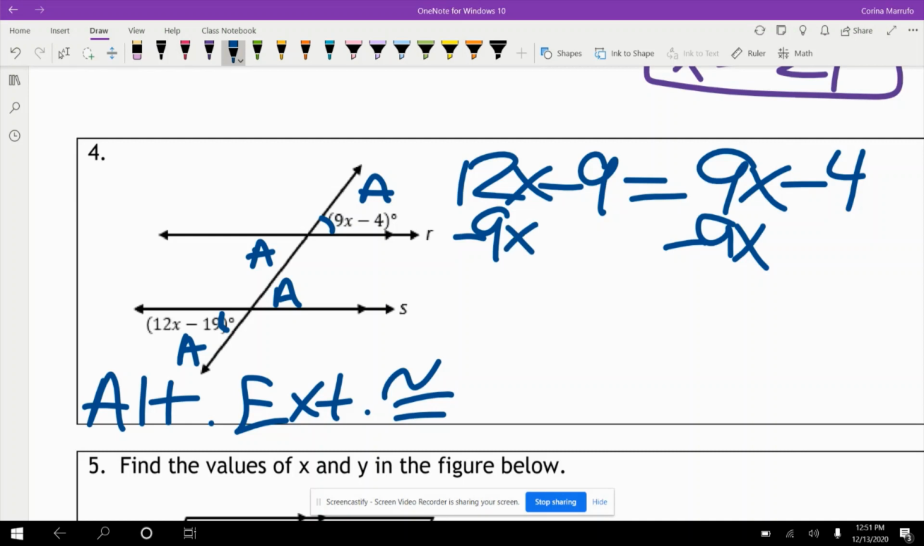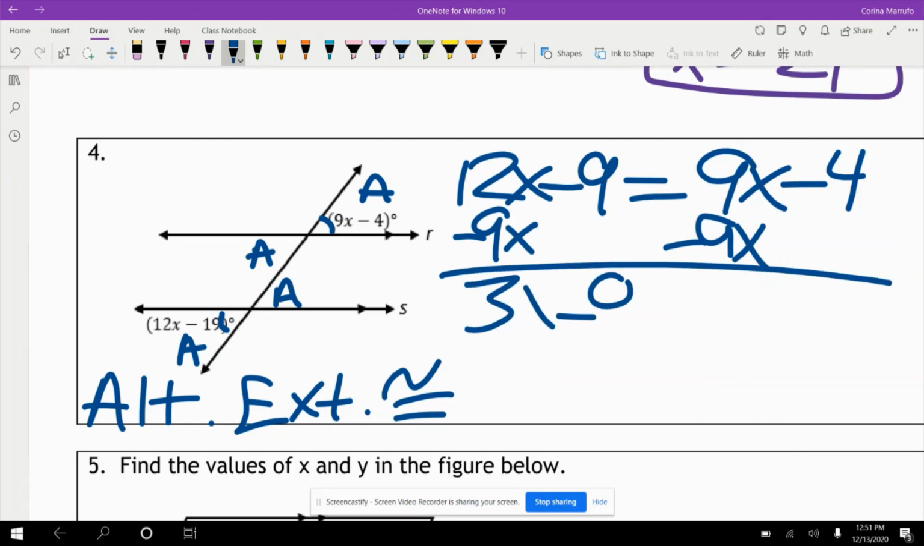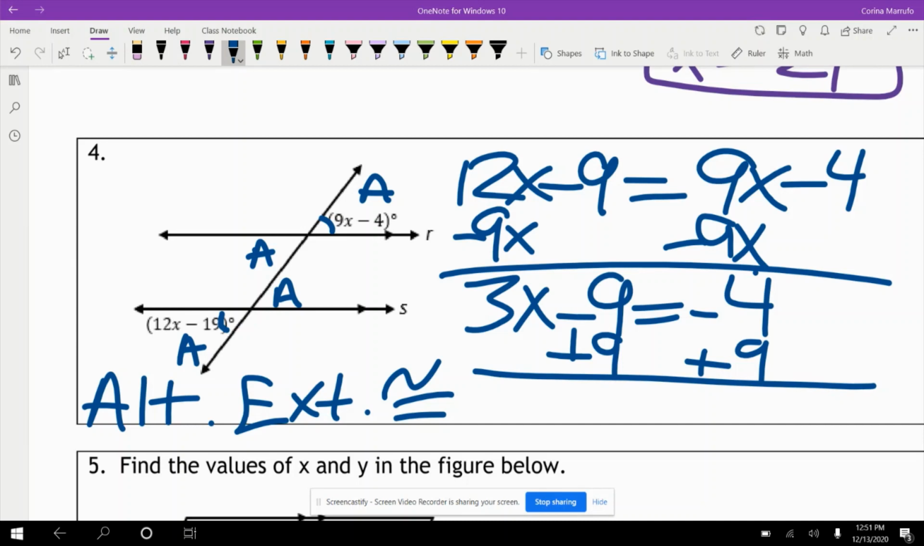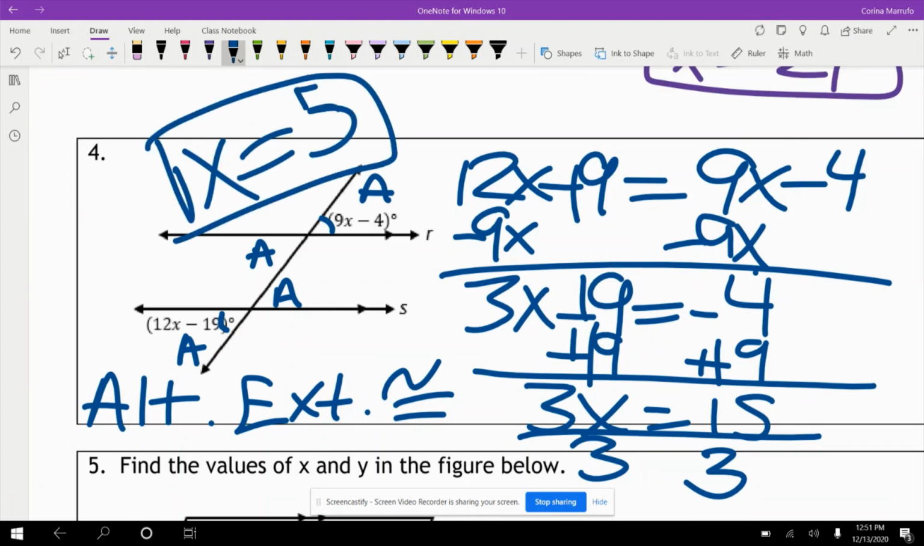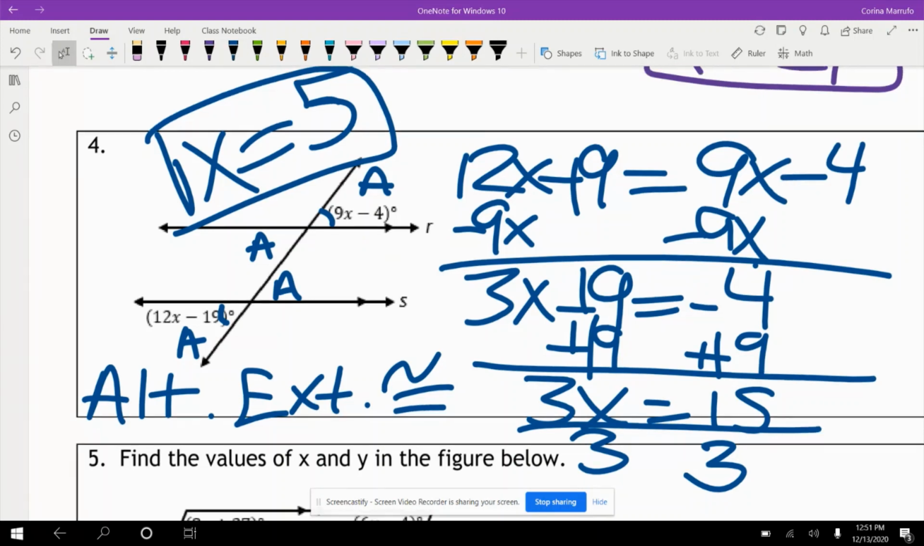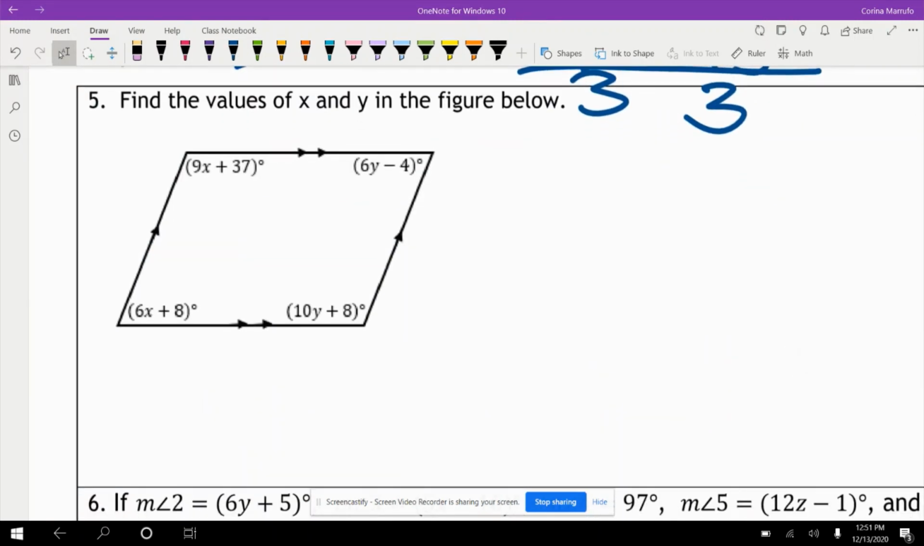We subtract the 9x. We get 3x minus 9 equals negative 4. We add the 9. We get, oh, sorry, it's minus 9, so we add 9. And we get 3x equals negative 4 plus 9, which is going to give us 15. We divide by 3 and we get x equals 5. Sorry, I ran out of space. And that's it. Okay, the next one says find the values of x and y in the figure below.